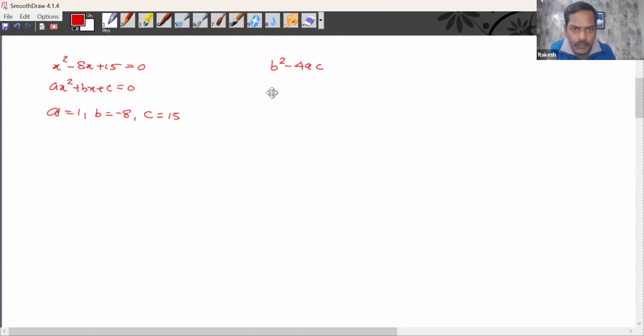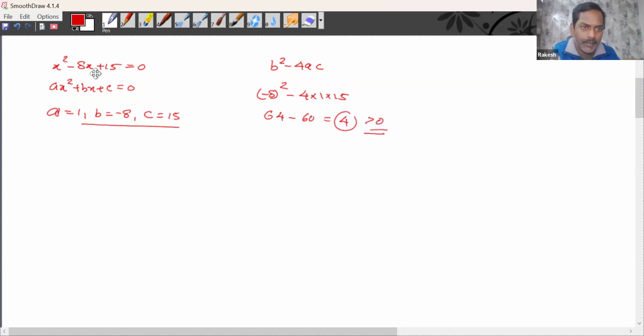Let's substitute the values. So it is minus 8 whole square, minus 4 into 1 into 15. This is 64. This is 60. This is 4, which is greater than 0. That simply means that this equation has two real roots. We can identify them, right? What are the roots? Either we can use the formula or we can just split it.